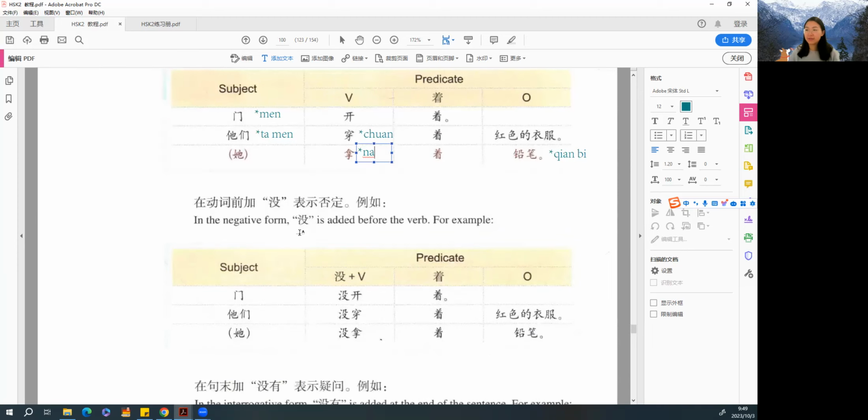All right. So in the negative form, we are going to use 没 in front of the verb. The pinyin here is méi. Of course, when we say 没, that's totally okay. We can also say 没有. These two are the same. 没有. The pinyin is méi yǒu. 没有. See here?